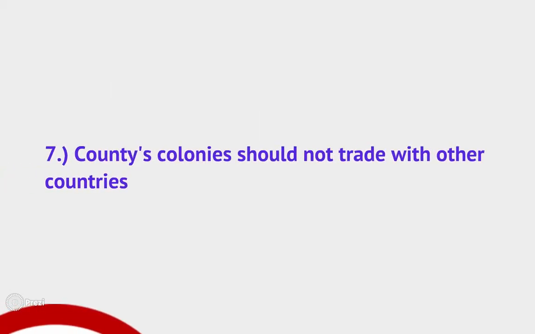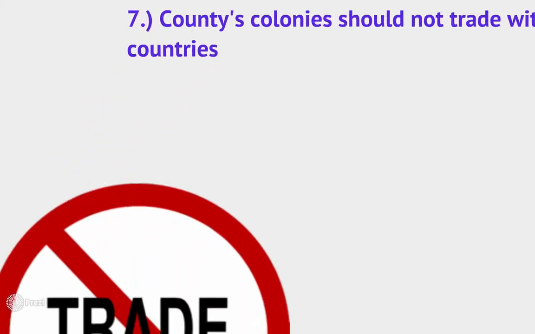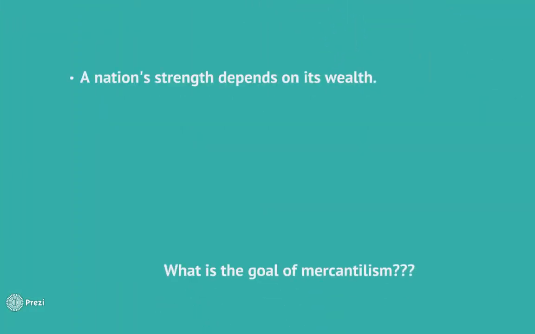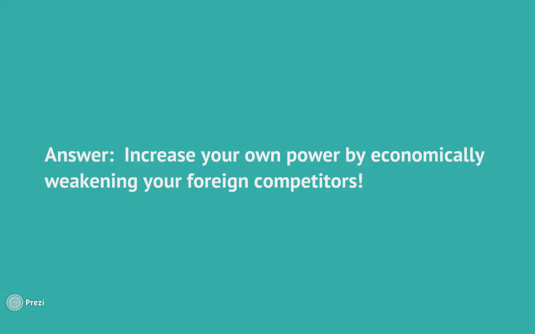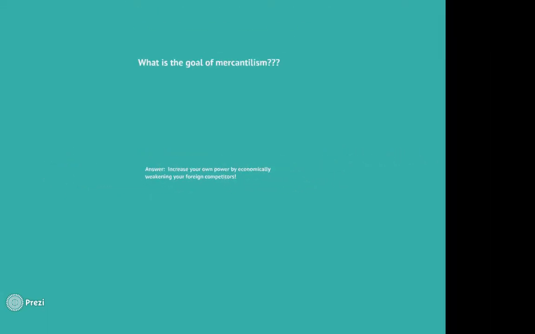Also, a country's colonies should not trade with other countries. If England has colonies, the colonies should not trade with France. They can only trade with England. So, what's the goal of mercantilism? Here's the answer: to increase your own power by economically weakening your foreign competitors. So you want to be the strongest.